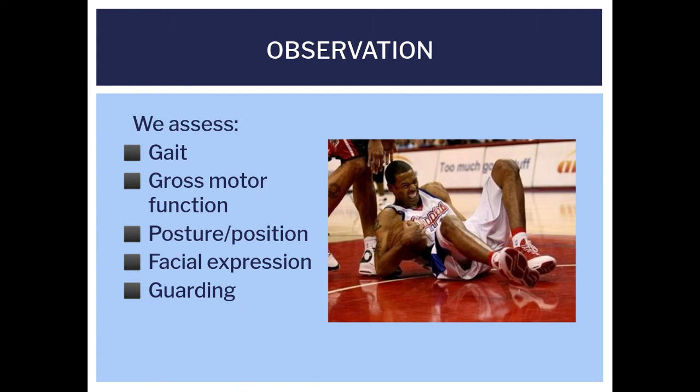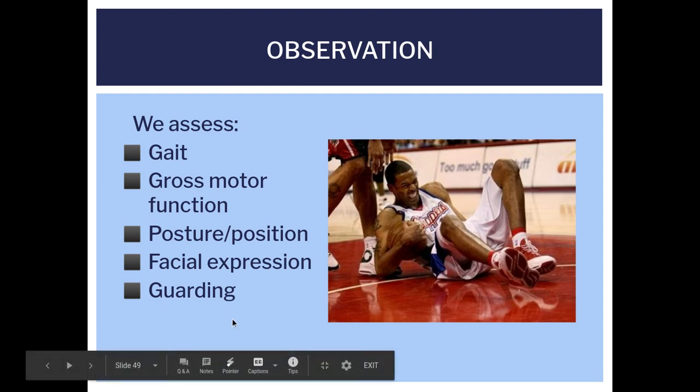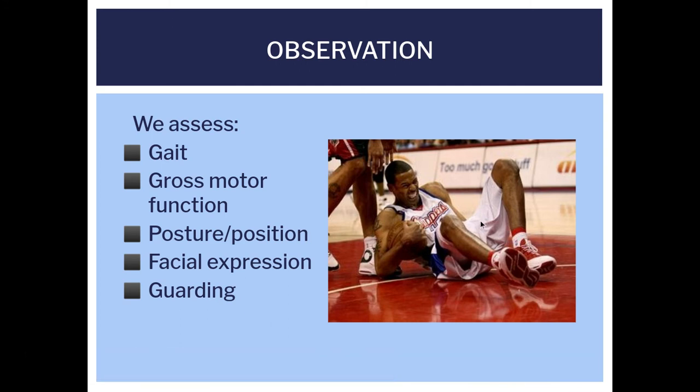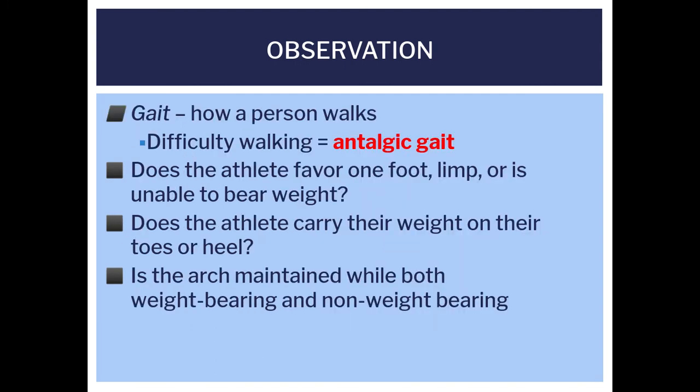With observation, you're also checking gait. So gait would be, how is the person moving? Does it look like they're limping? Does it look like they're in pain when they're moving? Gross motor function, so are they able to fully do whatever range of motion they need to be doing for them to maybe walk or in their position? Posture position, so does it look like they're bent over? Looking at facial expression, does it look like they're in pain? Guarding would be, if I were to come up to this guy and maybe touch his ankle, is he allowing me to touch him, or is he pulling his foot away from me, or just not letting it relax?